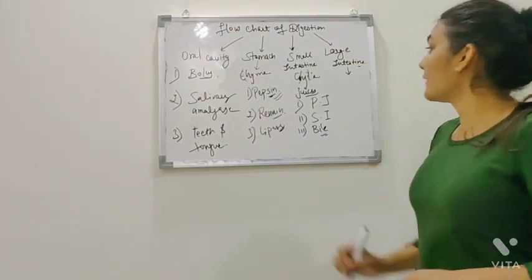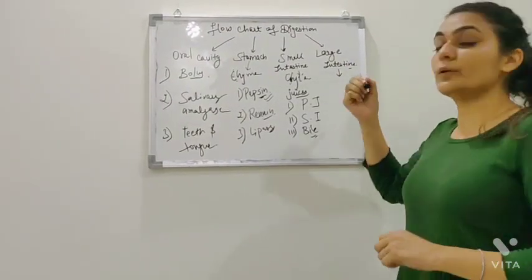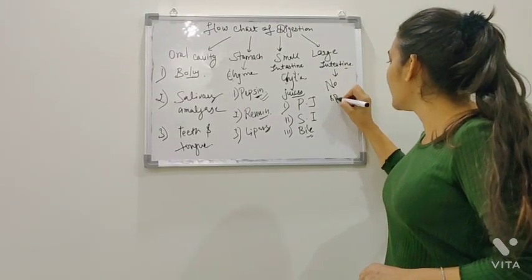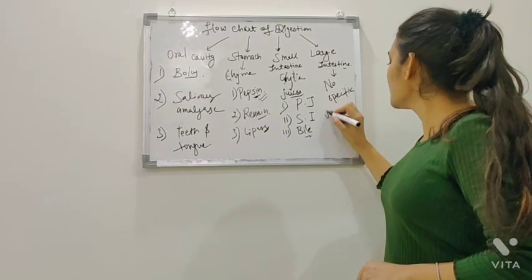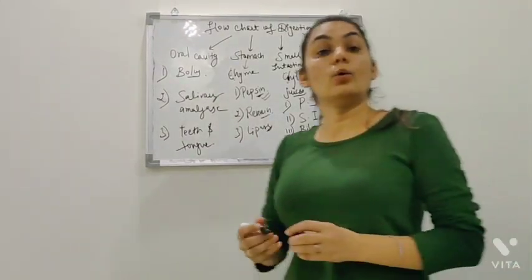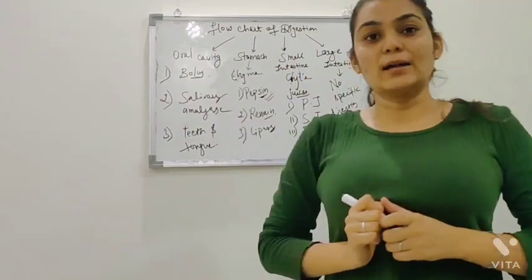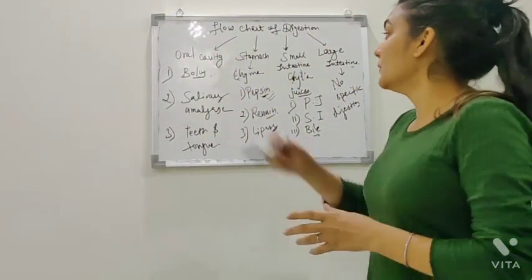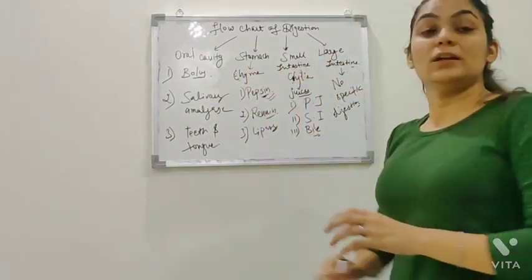After this, the large intestine. The one important thing, or you can say the only thing, is that no specific digestion occurs in the large intestine. Only absorption occurs in the large intestine. So this is the whole of the digestion, or you can say how digestion occurs at each site.